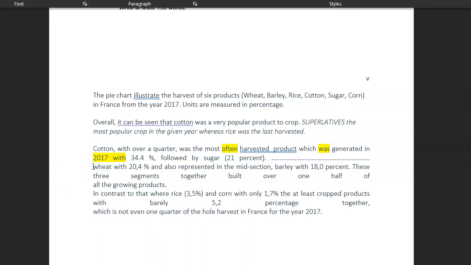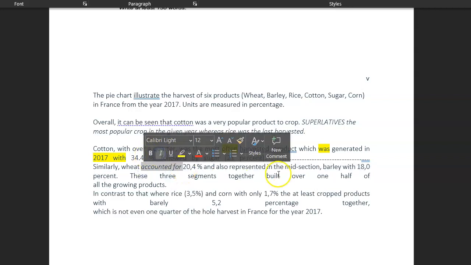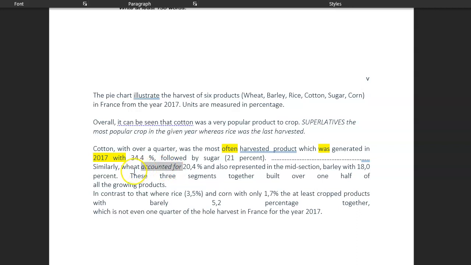So similarly, because you're making the connection that these are similar, wheat accounted for, quite useful word there, 20.4%, and also represented, and just behind wheat was barley with 18%. These 4 segments together, because you've got 1, 2, 3, 4 together, built over a half, more than a half, because you've got 34 plus 21 plus 20 plus 18, so it's almost 80% of the whole thing. So nice idea, get that sentence in there, and then your new paragraph.